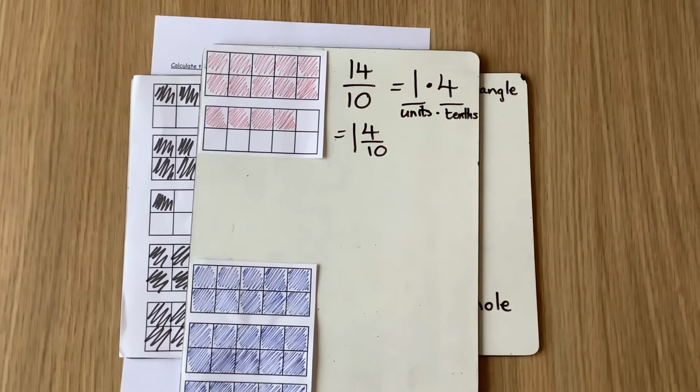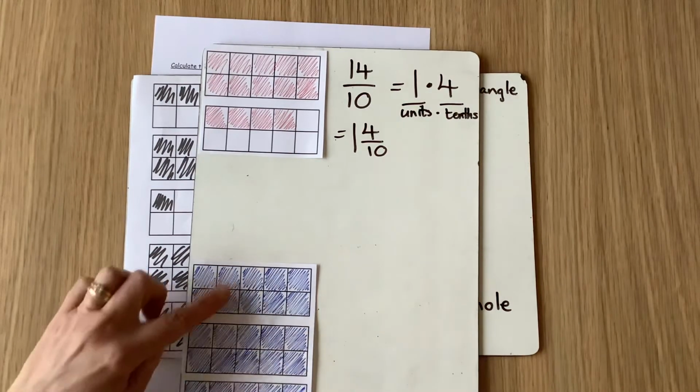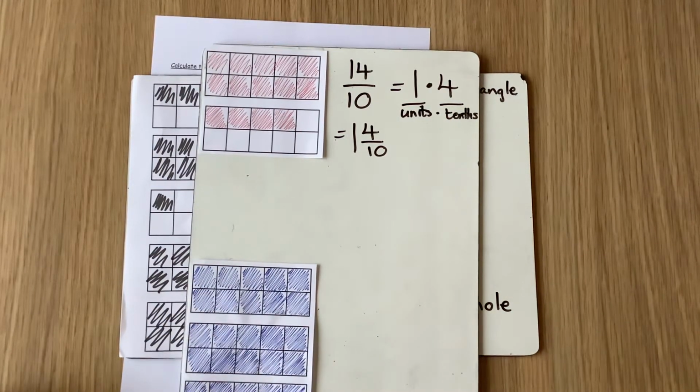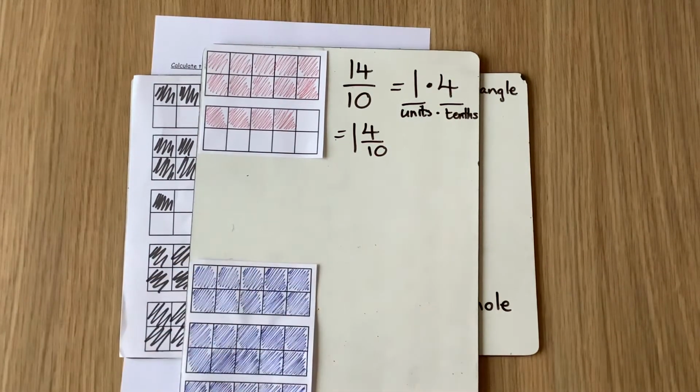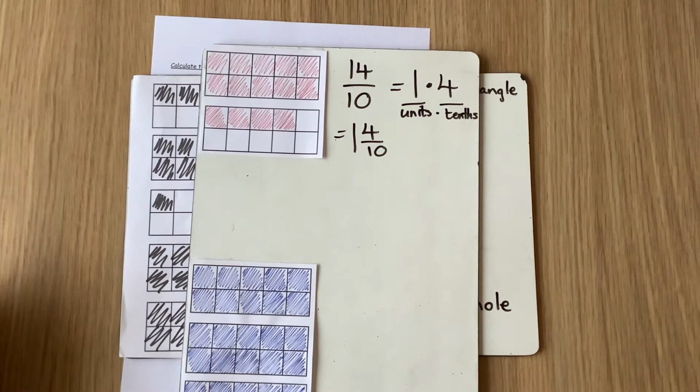What could we do with this second one? This time round I've got 3 different rectangles, but they're not all completely coloured in. 2 of them have been completely coloured in, so all 10 parts have been coloured in. But in the last one, 9 have been coloured, 1 hasn't. Well, let's first of all start off by looking at how many tenths we've got.